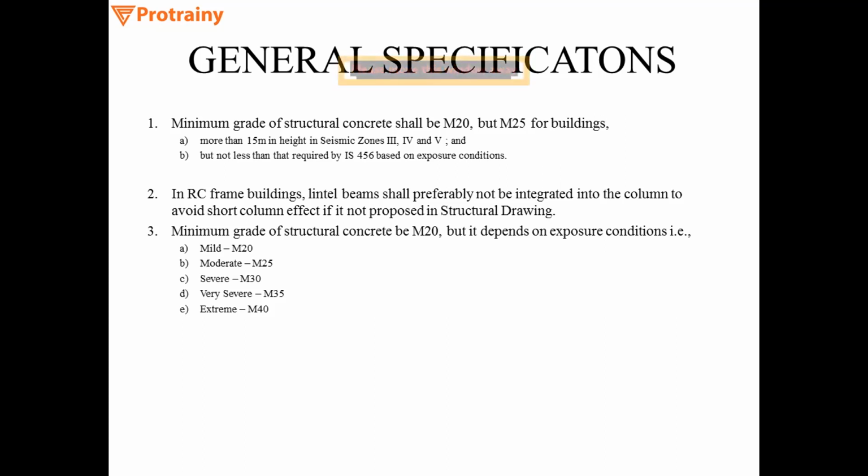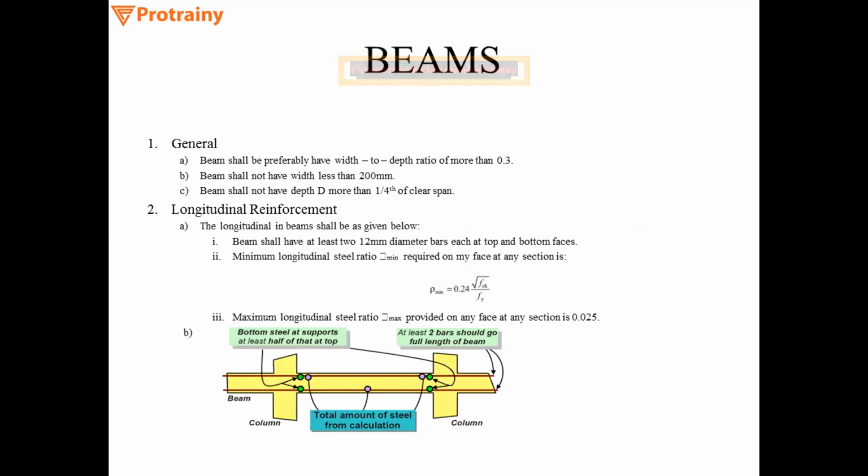Coming to the third point, the minimum grade of structural concrete is M20, as I have told you earlier, but depending on the exposure conditions: for mild exposure conditions, it should be M20. For moderate exposure conditions, it should be M25. For severe exposure conditions, it should be M30. For very severe conditions, it should be M35. And for extreme conditions, like deep sea works, it should be M40. Coming to the next slide.